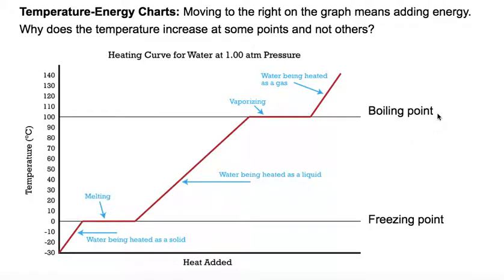This is a quick video about how we think about boiling point and freezing point with a graph like this. So this question asks, moving to the right on the graph means adding energy. So imagine putting some water on a stove, and this is saying if we put energy into the water from the stove, then the temperature will go up and up and up. That's what this says, water being heated as a liquid, until we reach what we call the boiling point, and then we'll see the water boil.